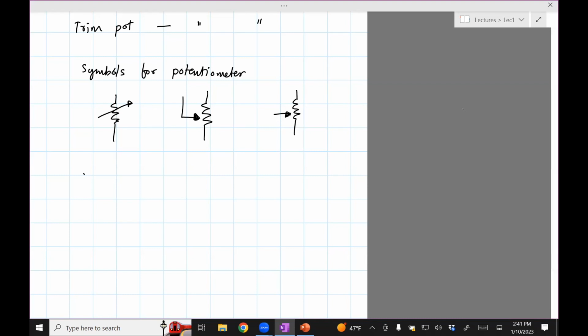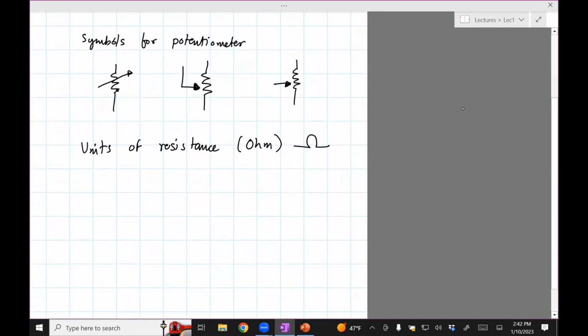I forgot to say the units of resistance. Okay, it's ohm. Symbol is omega, and then you will see that you will have a resistor as 50, which means it's 50 ohm.